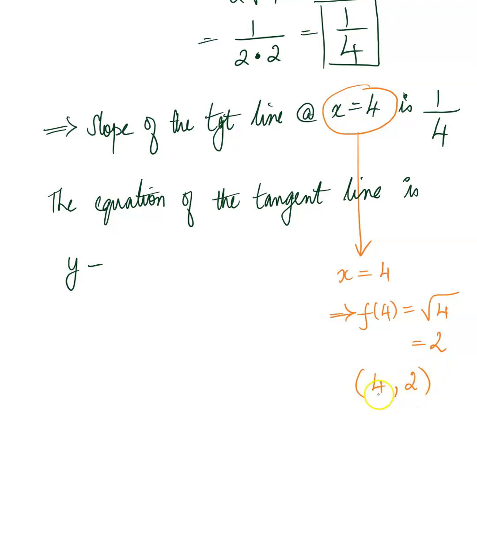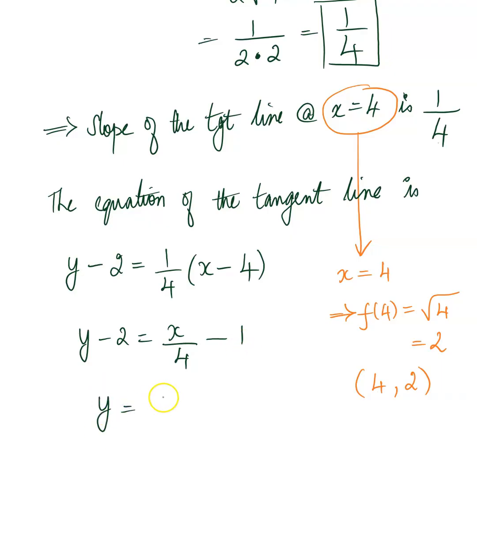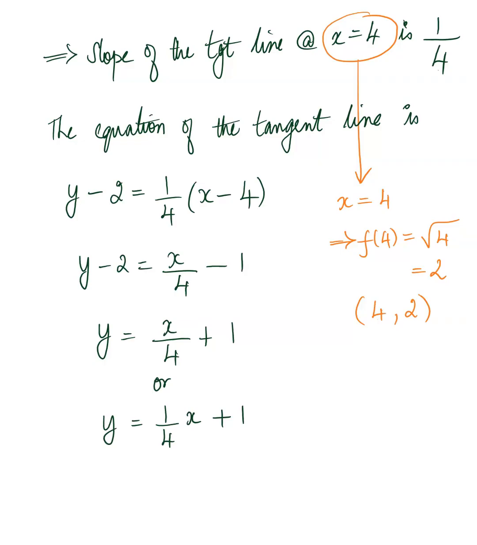We need the slope and the point. So we've got the slope to be 1 over 4, and the point to be (4, 2). We're going to use that to plug in here. y minus 2 equals m times x minus x1, which is 4. That's y minus 2 equals x over 4 minus 1. Add 2 on both sides, we get x over 4 plus 1. You can put it as x over 4, or you can separate them out and say 1 over 4 times x plus 1 if you want to see the slope explicitly.